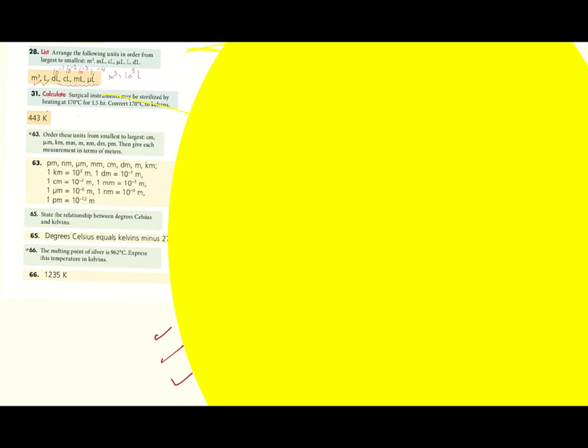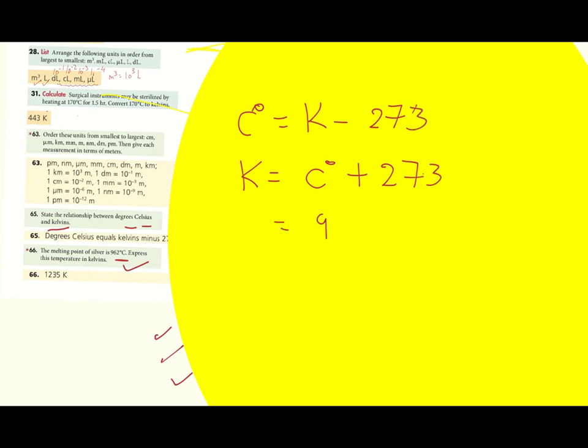State the relationship between degrees Celsius and Kelvin. Degree Celsius, as you know, equals Kelvin degree minus 273. And then you have a question, melting point of silver, 962 Celsius, express the temperature in Kelvin. So Kelvin equals Celsius degree plus 273. 962 plus 273, the answer will be 1235 Kelvin.